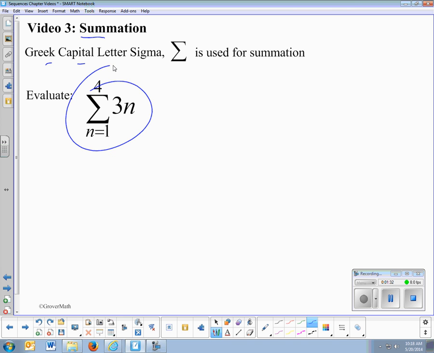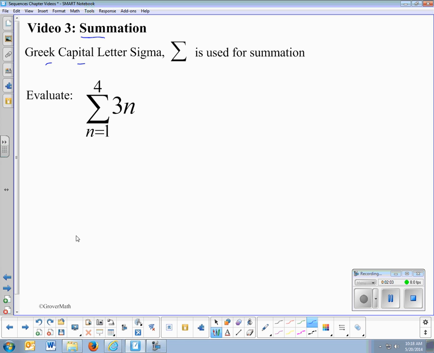If we look at our first example here, we see there are things all around the summation symbol. There's something on the bottom, n equals 1, there's a number on the top, and there's something to the right of it. The expression to the right, this 3n, is the expression we're going to plug different values of n into. n is our variable, and we can replace n with any number we want and do 3 times that. That's what 3n means, 3 times n.